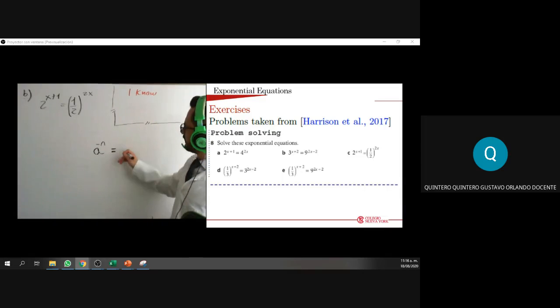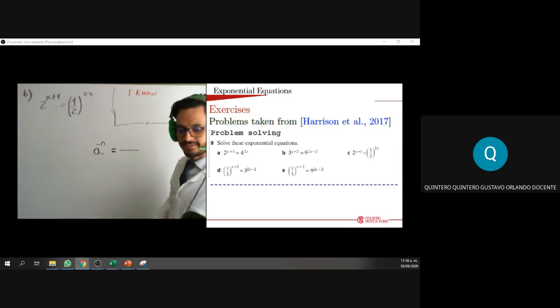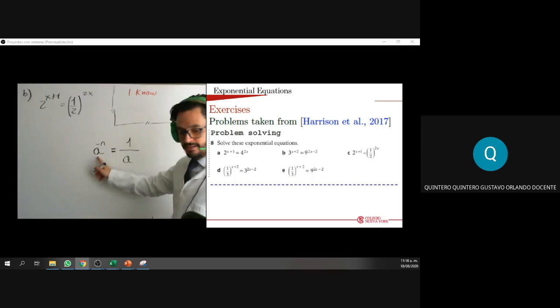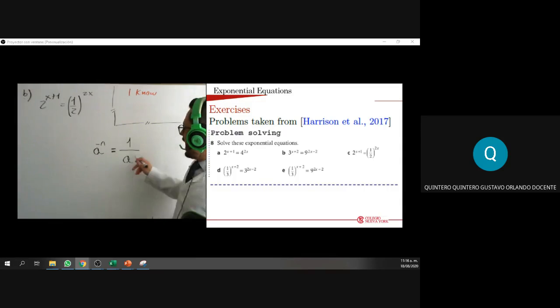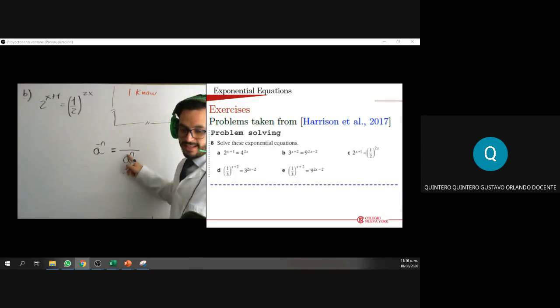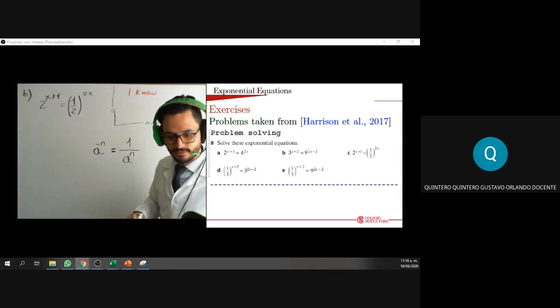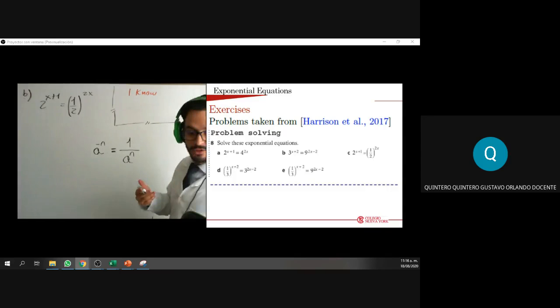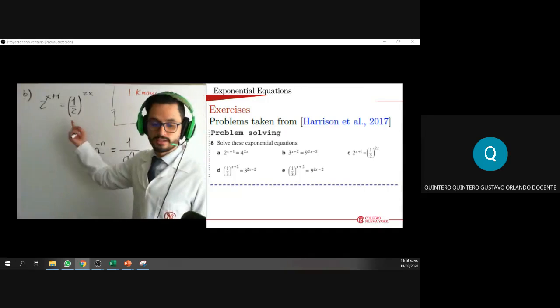Okay. We change it into a fraction. On top, we're going to write a 1. And in the denominator, we're going to write this same base. I'm going to do this with an example in a second. And now the same exponent, n, but the exponent is now positive. And that is the property we are going to use to change one into the other.